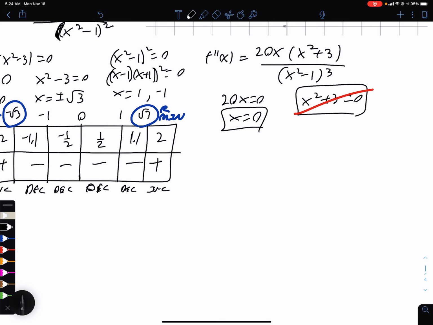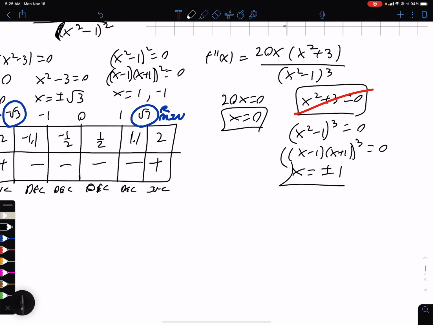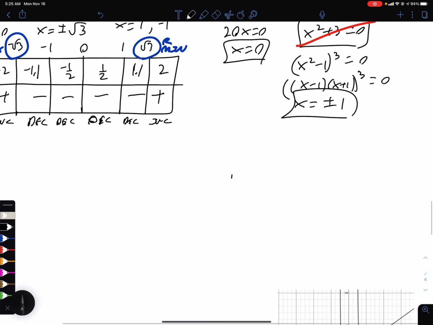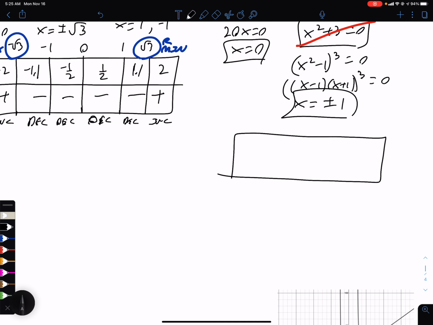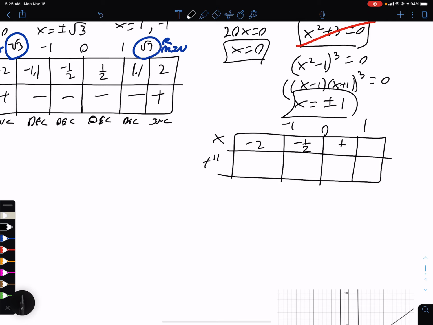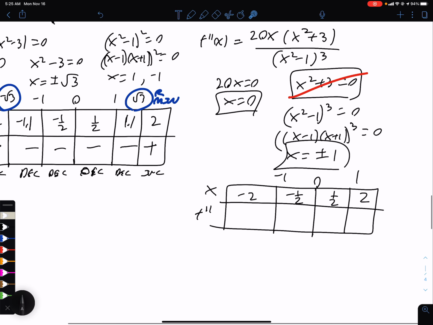Then you set the denominator equals 0. This factors to x minus 1, x plus 1, and that's all cubed. If you set them each equals 0, you get plus or minus 1. So we're going to make a sign chart for this. We're going to get 0, -1, 1. And now we're looking at the second derivative because we're looking at concavity now and inflection points. So -2, -1/2, 1/2, 2. And we start plugging these into the second derivative.